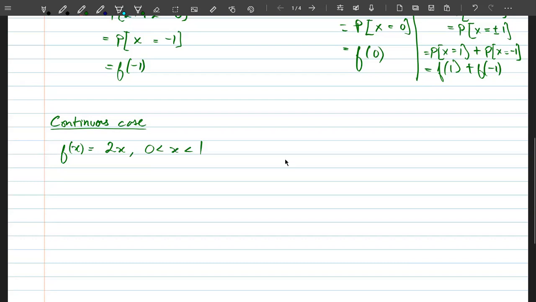If you integrate, you get x square from 0 to 1, which is 1, and it's non-negative. So this is a valid PDF. And let's say y is equal to 2x square. Okay. Now, what is f of x? It is the PDF, not the PMF, because this is continuous. So the PDF is it equal to some probability?